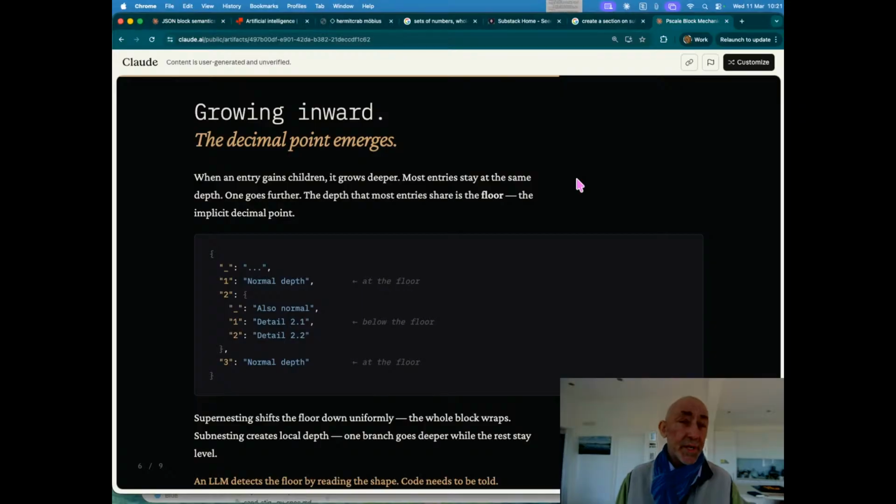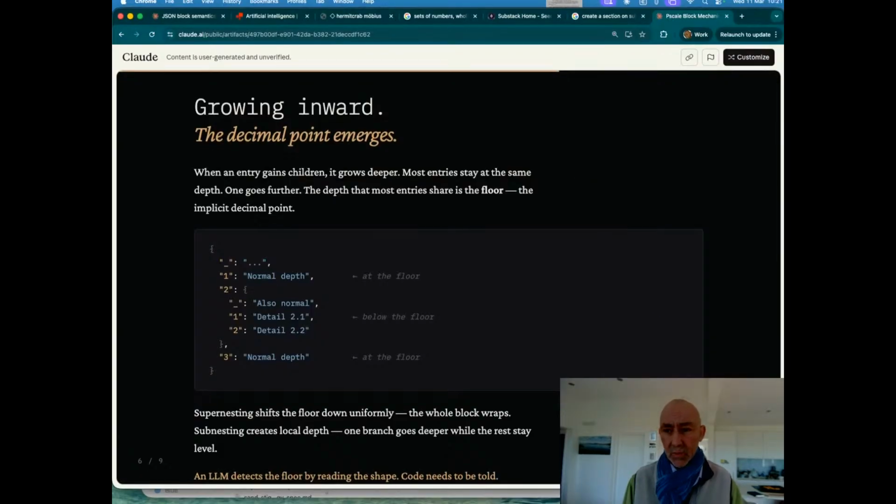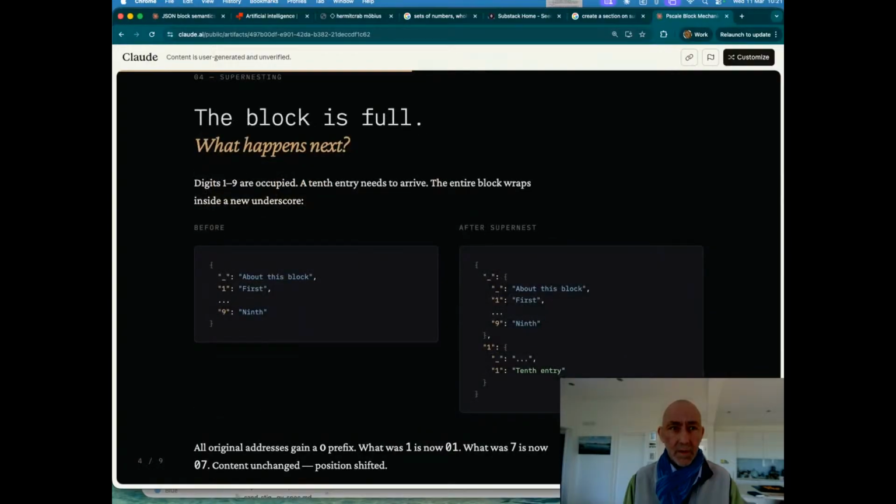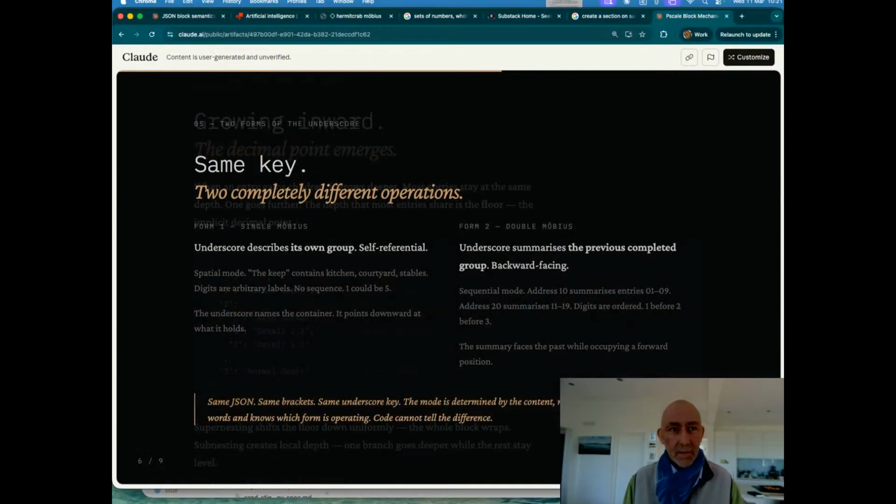So, when an entry gains children, it grows deeper. Okay, most entries growing inwards. Wait, did we just do the past one? Okay, two completely different operations. Two forms of the underscore. That's growing outwards. Have we dealt with that? Yeah, okay, we dealt with that.